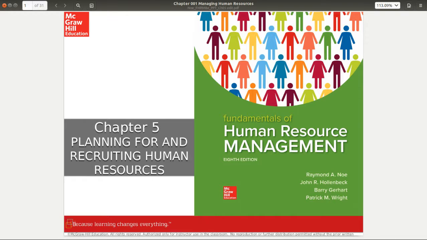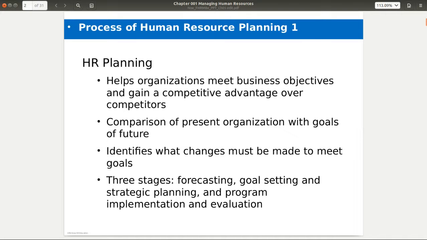Now, when you think about the planning, the whole idea behind it is to make sure that we're meeting business goals. We have a particular strategy and goals to achieve as far as an organization is concerned. We're going to need the right people and the right numbers of people in order to get that. And so the first thing we have to do is start forecasting what kind of people and how many we're going to need in order to achieve our goals.